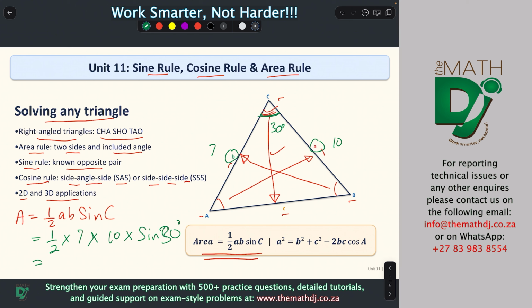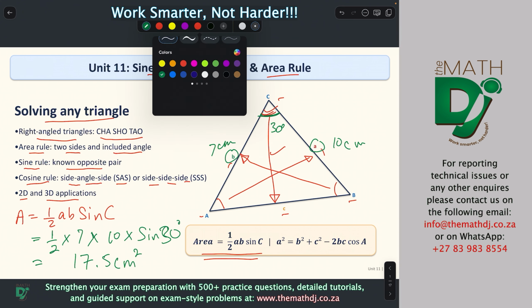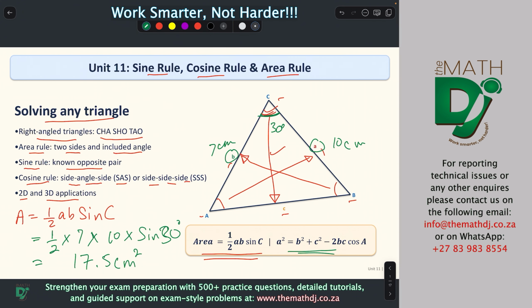So if you simplify it, let me take my calculator. From my calculator, if I punch half times 8 times 10 times sine 30, I'm getting 17.5. Let's say these are in centimeters, so it will be centimeters squared. Then there is also this other formula. As you can see, it's mostly derived from the Pythagorean kind of calculations.